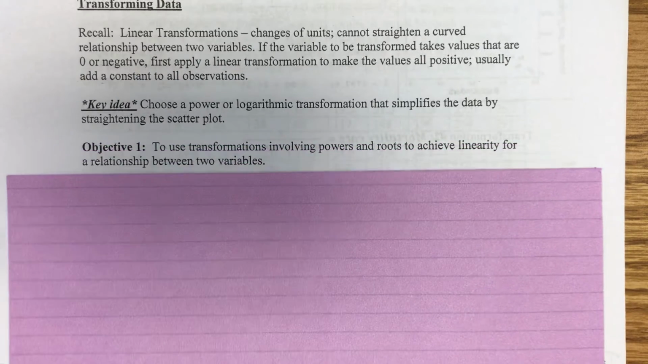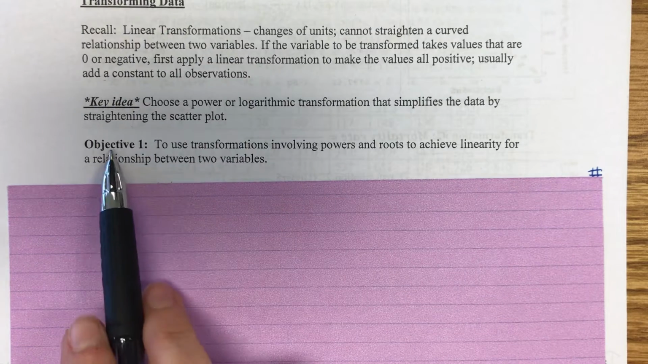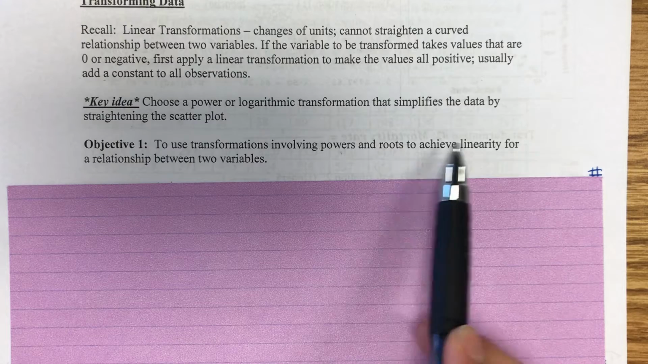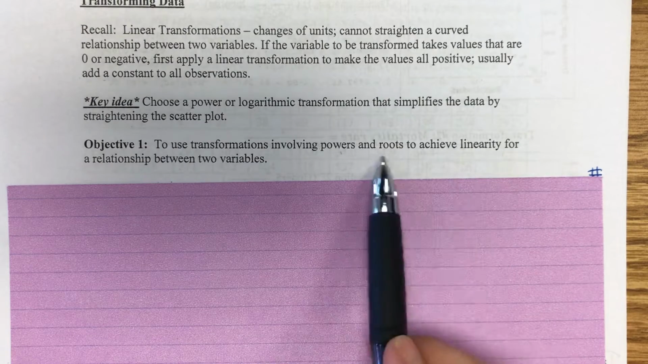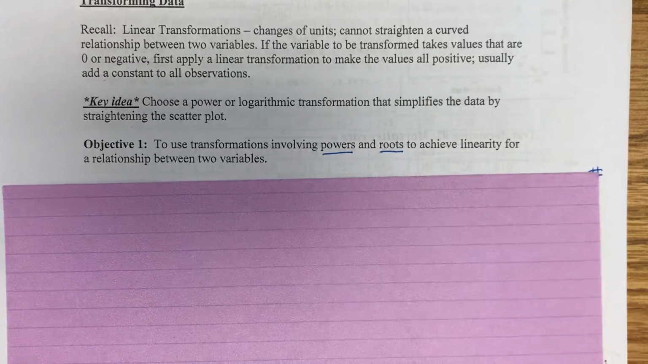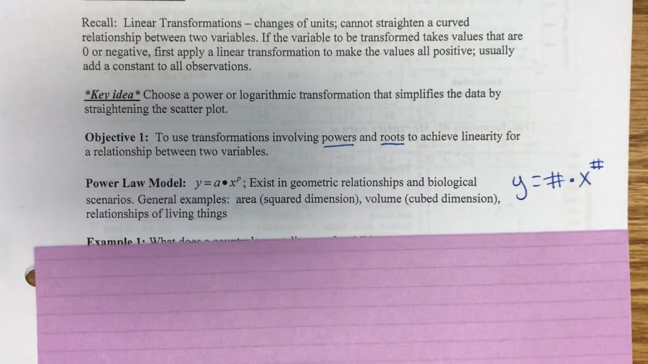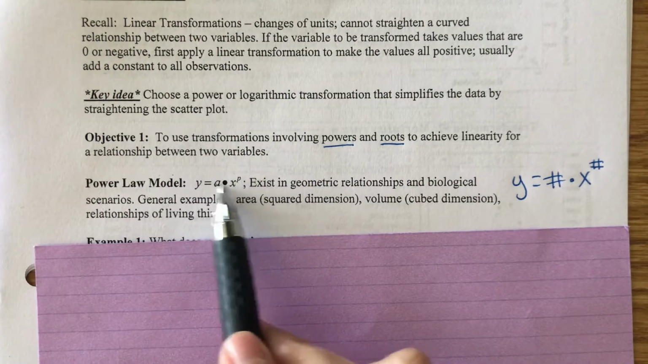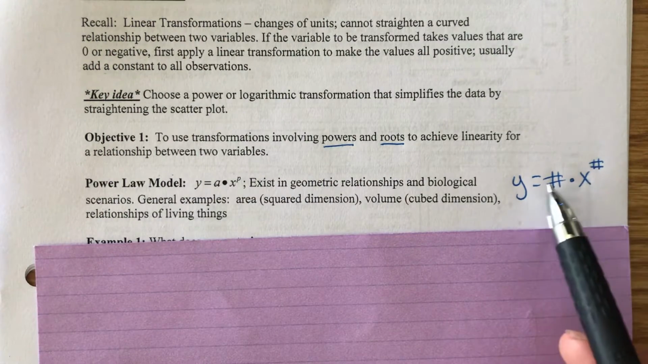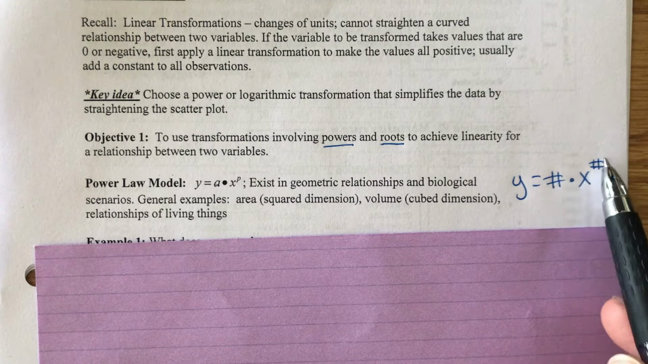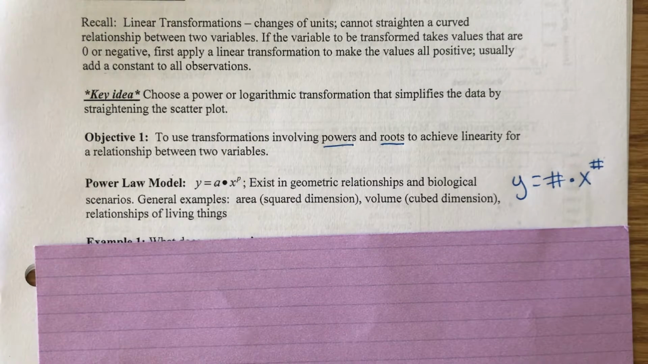All right, so our first objective is to use transformations involving powers and roots to achieve linearity. We want to straighten our data using powers, raising stuff to exponents, and different roots as we work through. Your power law model is going to follow this format. So I rewrote it over here as y is equal to a number, right? You've got your coefficient times your variable raised to a power. It's raising stuff to a power.